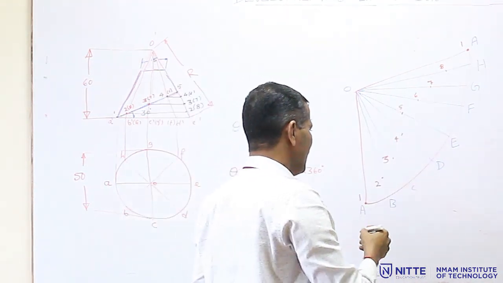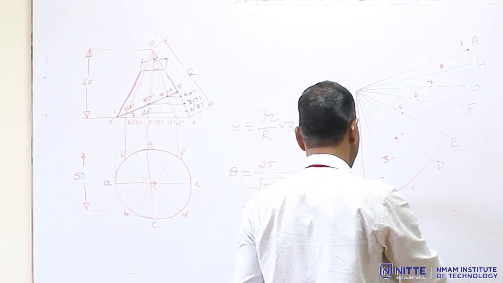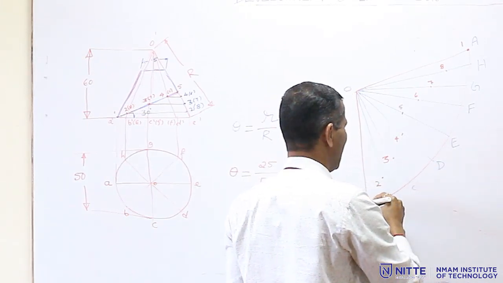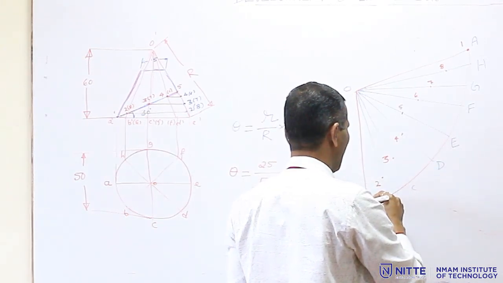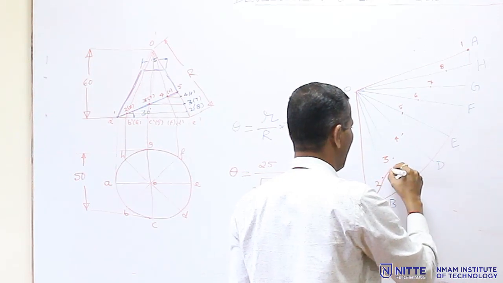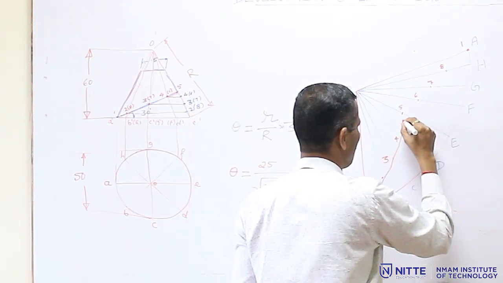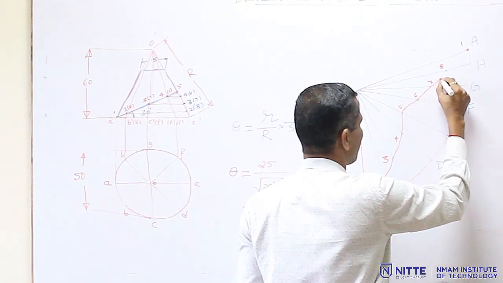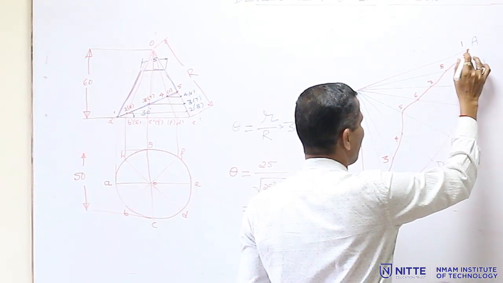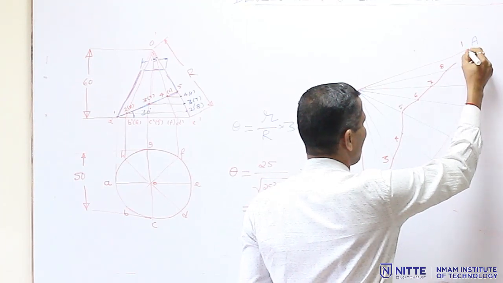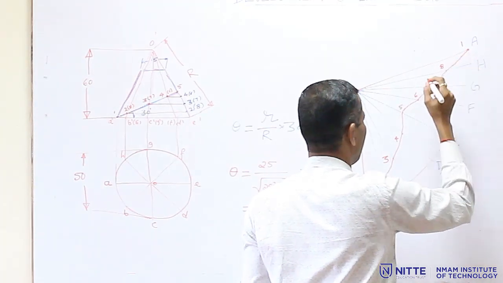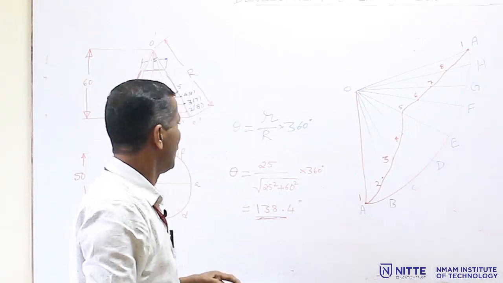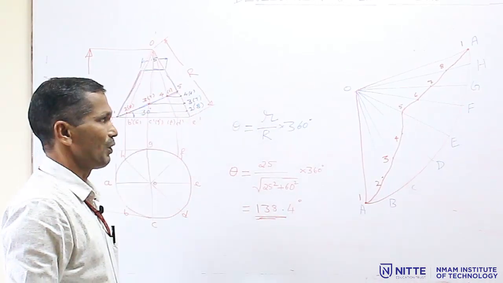Now, you have to join all these points by a smooth curve. It is not a straight line, since it is a cone. You have to connect all these points with a smooth curve, all 1, 2, 3, 4, 5, 6, 7, 8. Then finally connect it to 1 like this. So, this section plane part is over now.